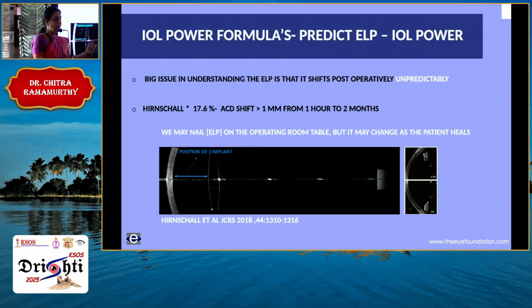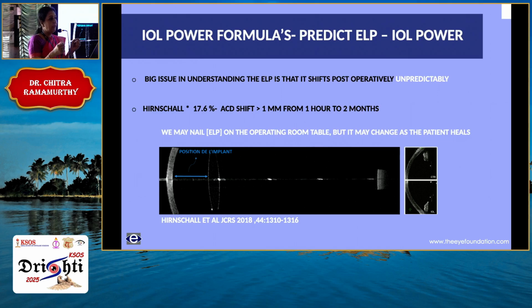If the incision is going to be more than 2.4 to 2.8, then maybe the centroid value will go to 0.3 or 0.4. The other thing is, we are talking about effective lens position, the latest formula, where the lens sits in the bag, but studies have said that there's a change in the anterior chamber depth shift of more than 1 millimeter between 1 hour and 2 months.